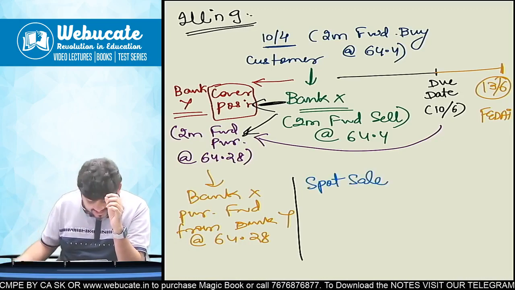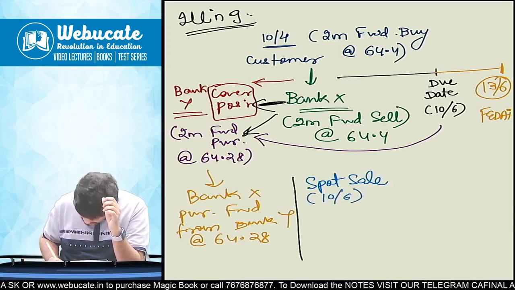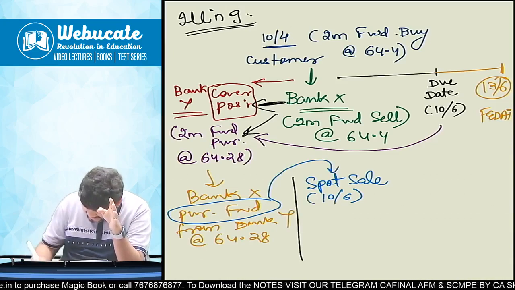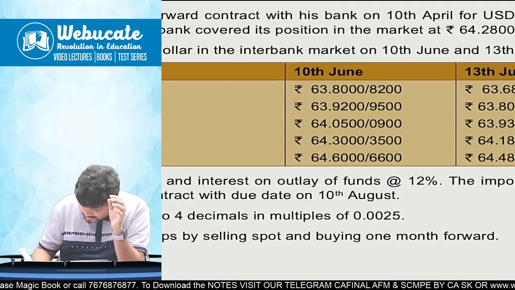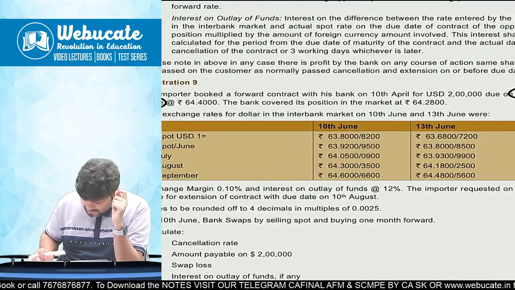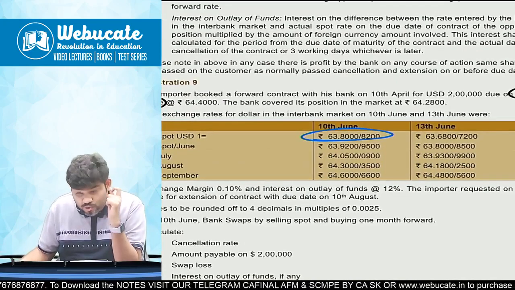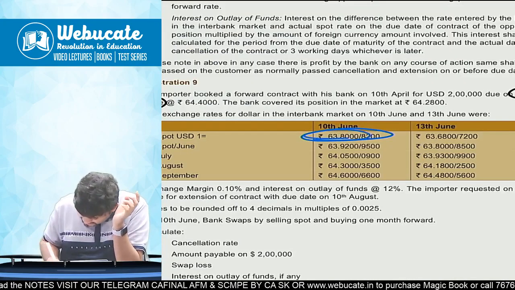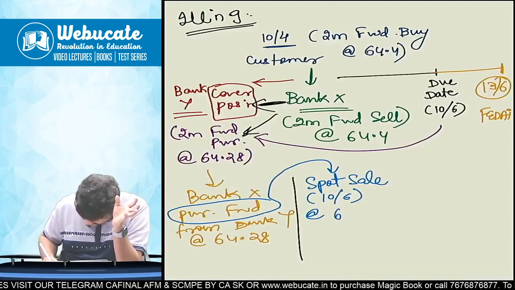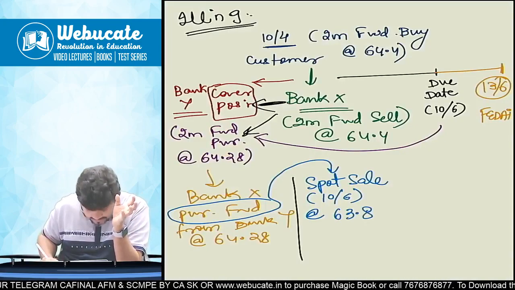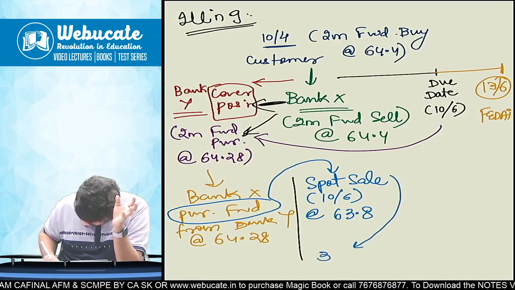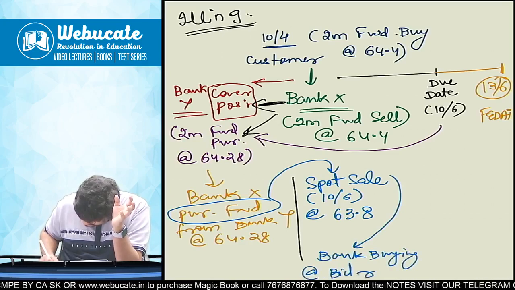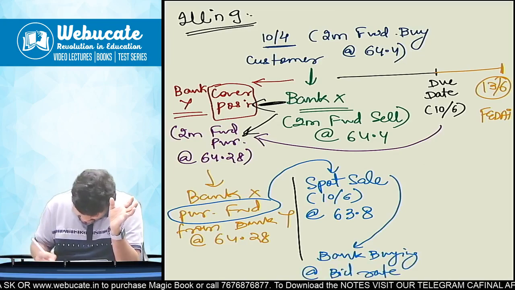Spot sale on 10th June of this forward purchase. I will have to do a spot sale at the rate. What is the spot sale? 10th June. Today is 10th June. Spot sale. So if you are selling, bank is buying at the bid rate, 63.8. So spot sale means bank buying always at bid rate. Always at bid rate. Got it, sir.